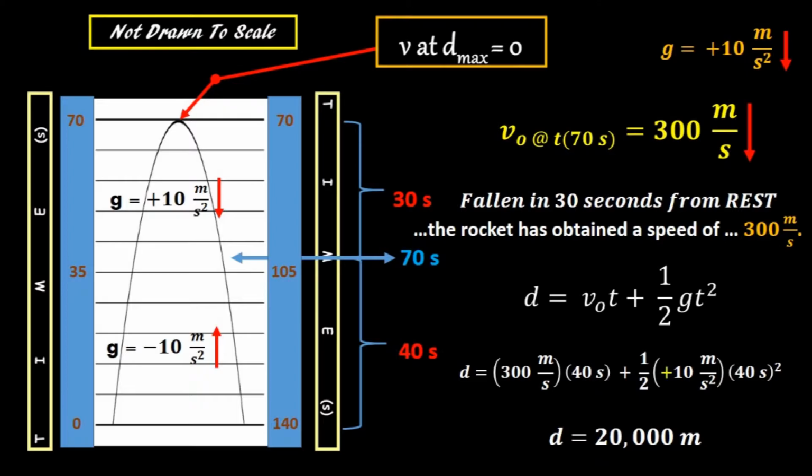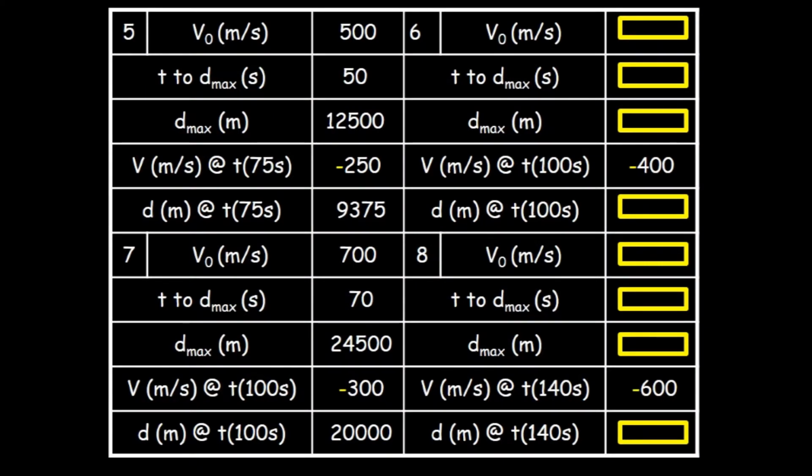So we can clearly see that at the 70th second, it's going to be moving down to the ground at 300 meters per second, and it's going to take 40 seconds to get down there, and that's where those numbers come from.